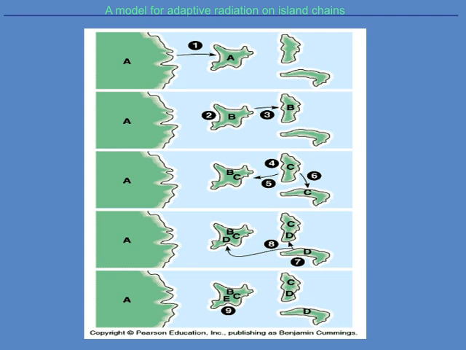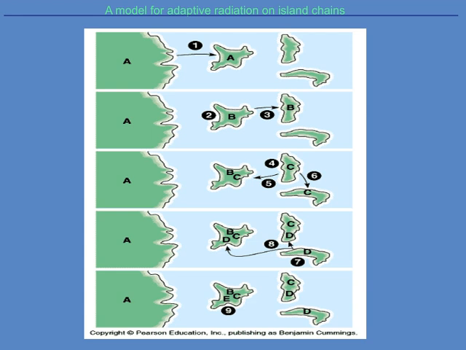Essentially, this diagram illustrates how a single ancestral species can give rise to multiple new species as they adapt to different environments across a series of islands. The key idea here is that islands act as natural laboratories for evolution, providing isolated habitats where species can diversify without much competition from their relatives.